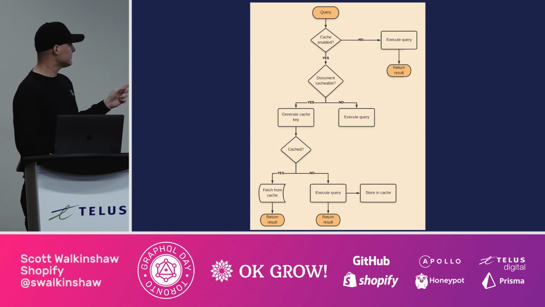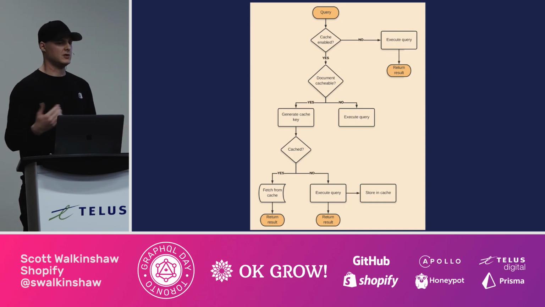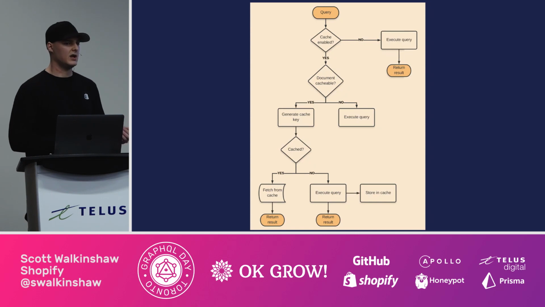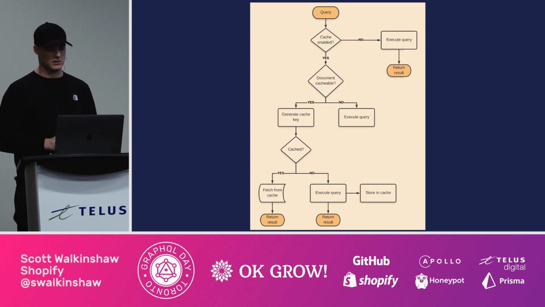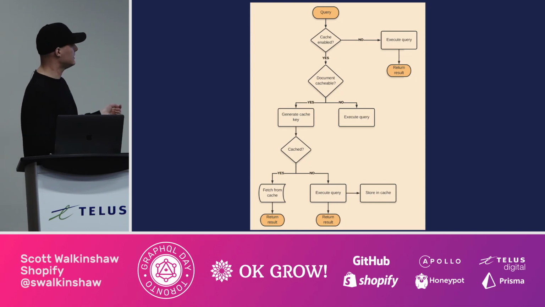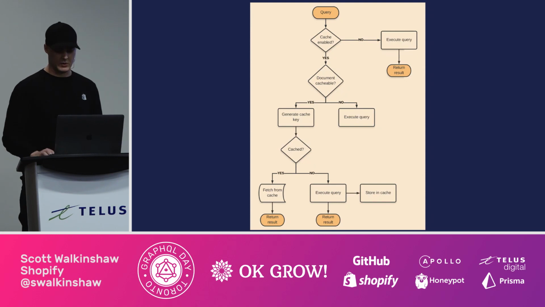In the yes case, it gets a little more complicated. We generate a cache key, and we check if it's in the cache. If it's already cached, we fetch it, and then we return the result. So that's the kind of optimized cache hit path, which should be way faster. If it's not cached, again, we execute the query, and this time we also store it in the cache, and then we return the result. A lot of this is fairly standard caching solutions, but we'll get to some more kind of GraphQL specifics.